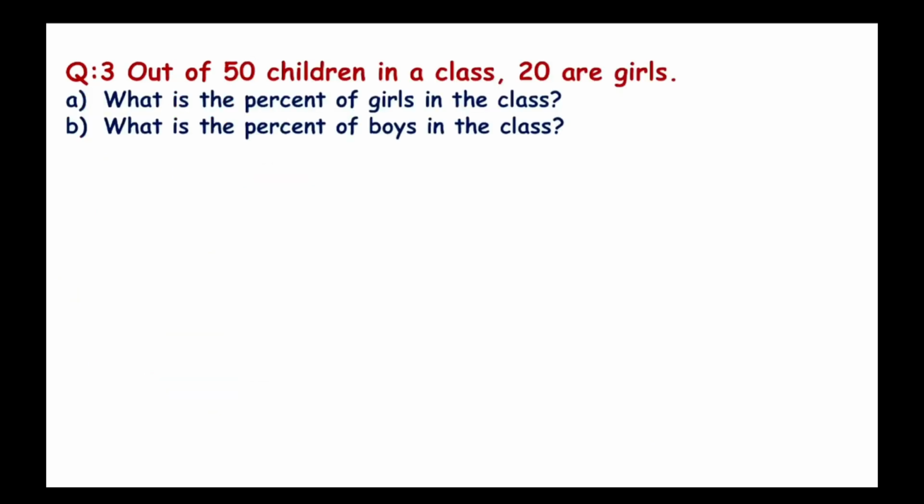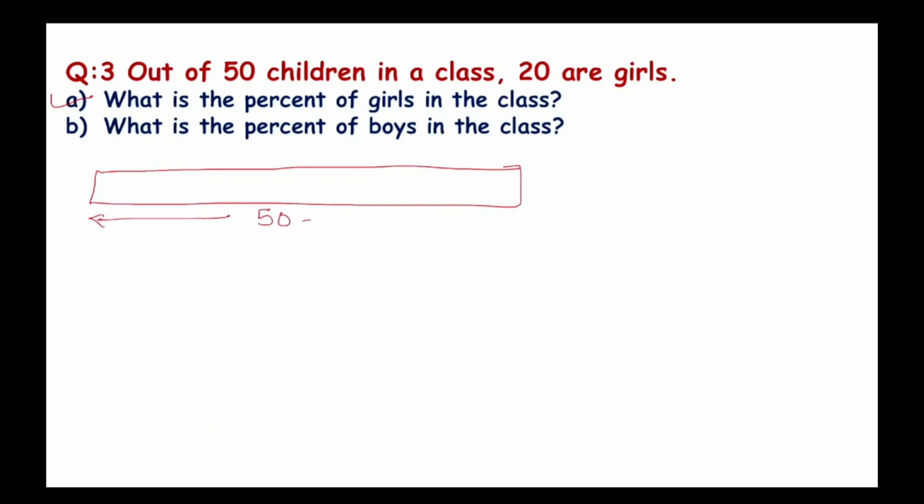So here I have taken a word problem on percent. Out of 50 children in a class, 20 are girls. What is the percent of girls in the class? So first we will do part A. For that I will draw a figure showing a class having 50 children in it. Out of those, 20 are girls, so the rest are boys. How many boys are there? 30. 30 plus 20 will give you 50.